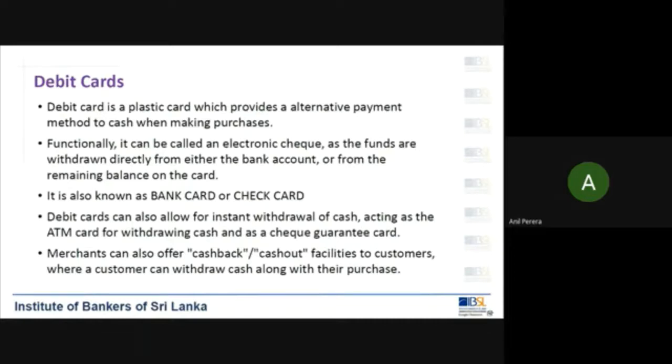Question 2, compare and contrast the benefits and disadvantages of carrying out banking transactions over teller counters and ATMs. Who are the teller counters? Cashiering at the branch. Yes. ATM means the ATM machine. So if you compare them, ATM can be accessed at any time, isn't it? But tellers, can you access at any point, anytime? No, sir. Only banking hours.